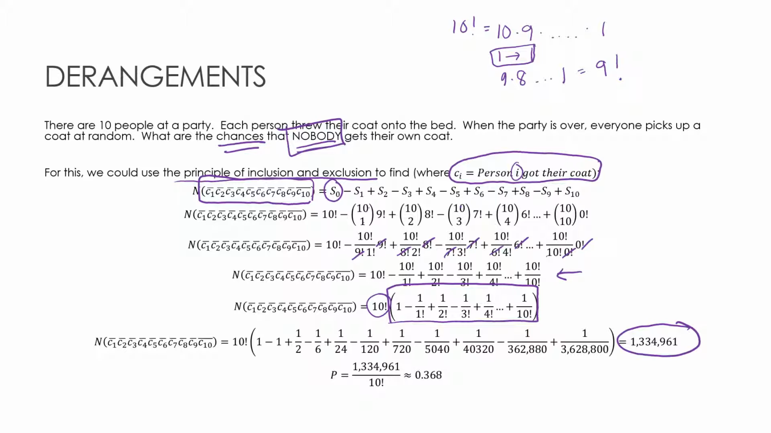And again, I'm looking at chances, not numbers. So if it said what is the number of ways that could happen, I would be done. Because it says chances, I need to take it divided by the total sample space, which is 10 factorial. When I divide that, I get about 0.368.